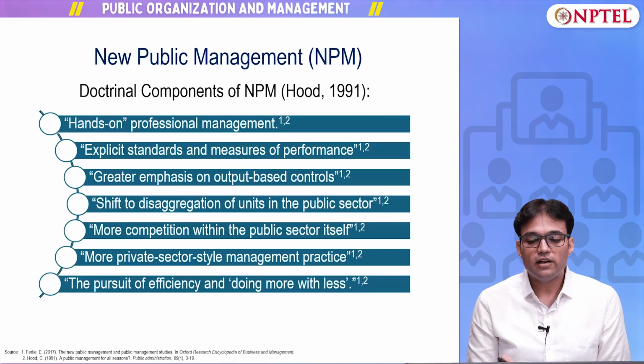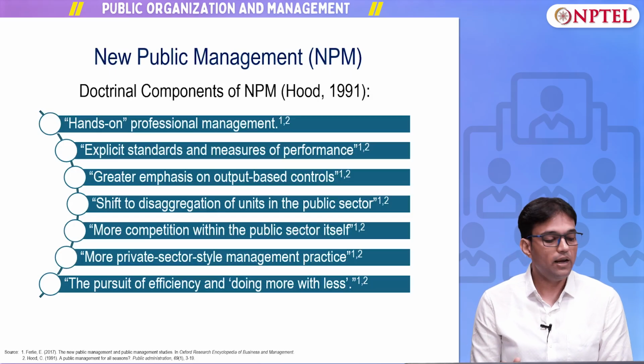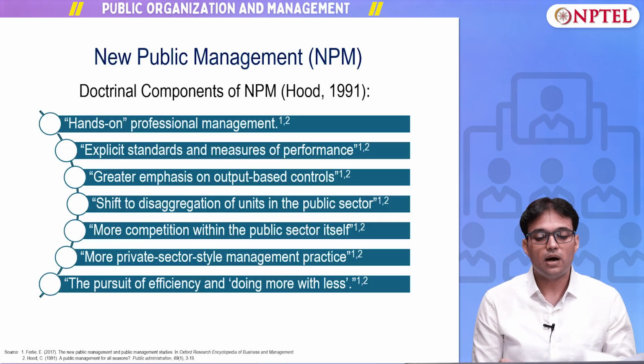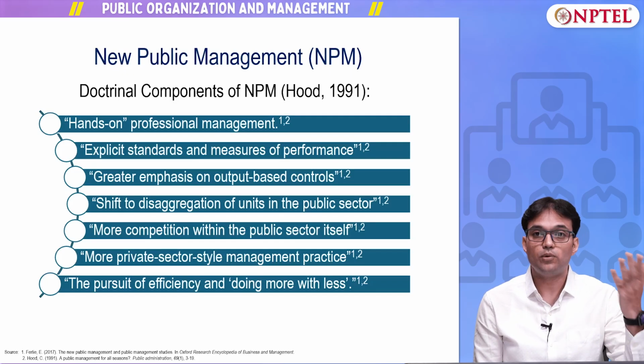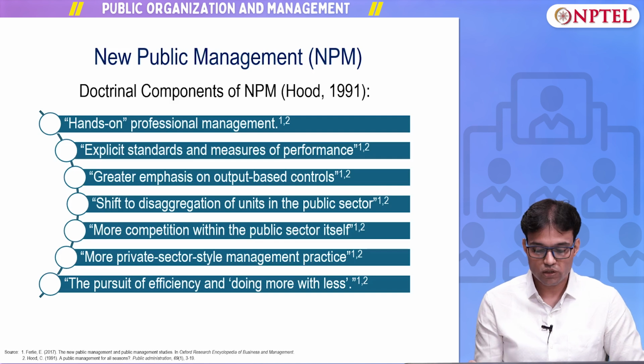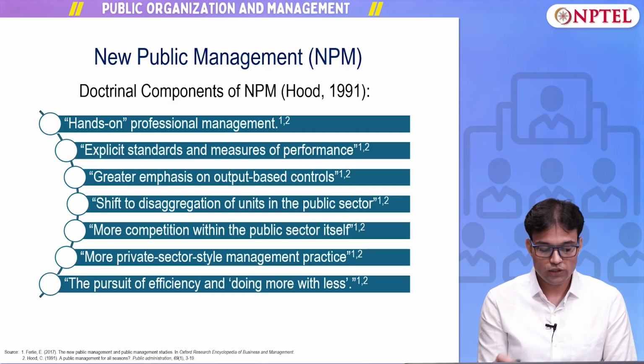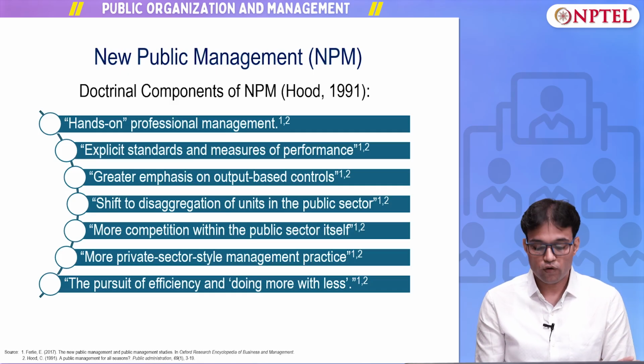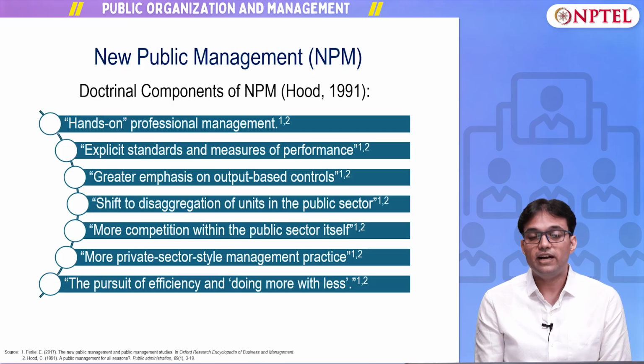Now, if you look at the doctrinal components of the NPM as proposed by Hood in 1991, it talks about hands-on professional management. It talks about active, visible, discretionary control of the organization from the top person who is free to manage the function of the organization and takes the responsibility. It talks about clear assignment of responsibility for actions and of course accountability is there. Then explicit standards and measures of performance, clear definition of goals, target indicators of success expressed in quantifiable terms.